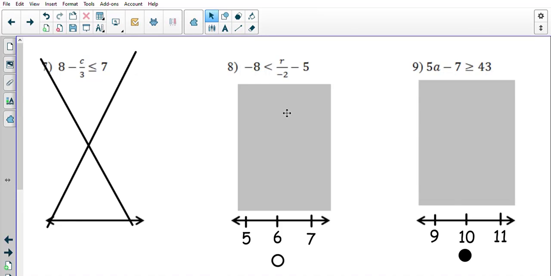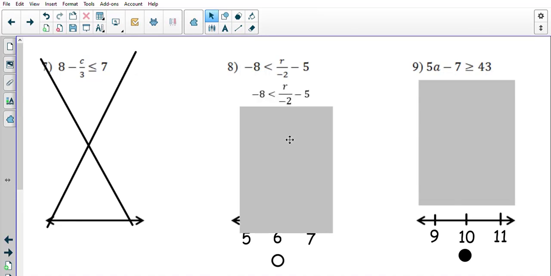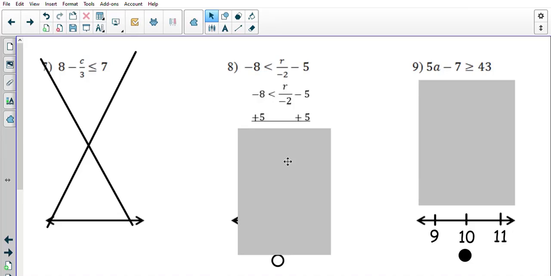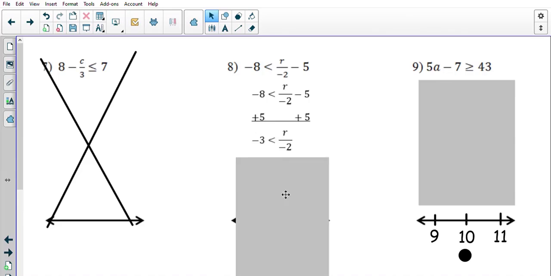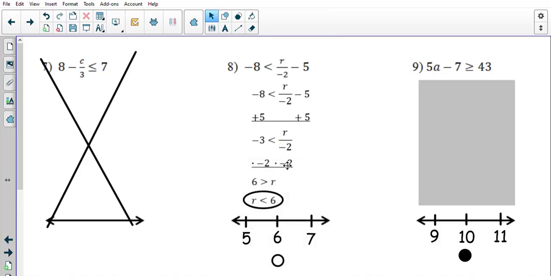We want to get rid of that minus 5, so the inverse of subtracting by 5 is to add 5. Negative 8 plus 5 is negative 3, so we have negative 3 is less than r over negative 2. The inverse of division is multiplication, so we're going to multiply both sides by negative 2. But when we do that, we need to make sure that we flip our inequality symbol around. So from here where it was less than to here, I'm going to go ahead and highlight that.